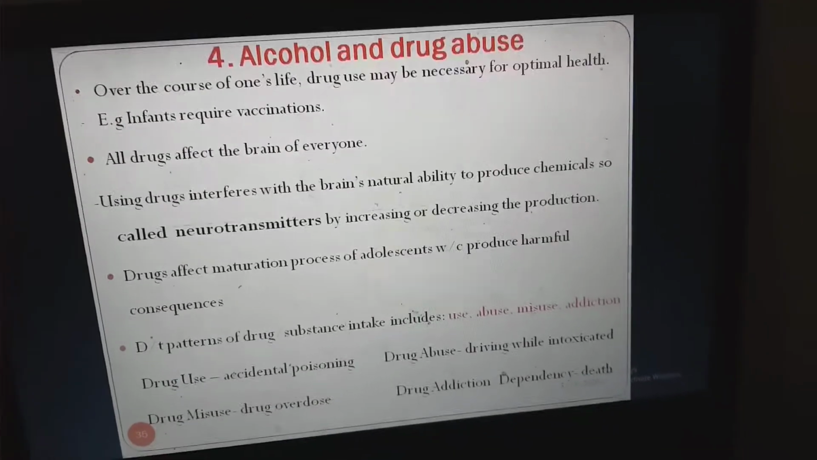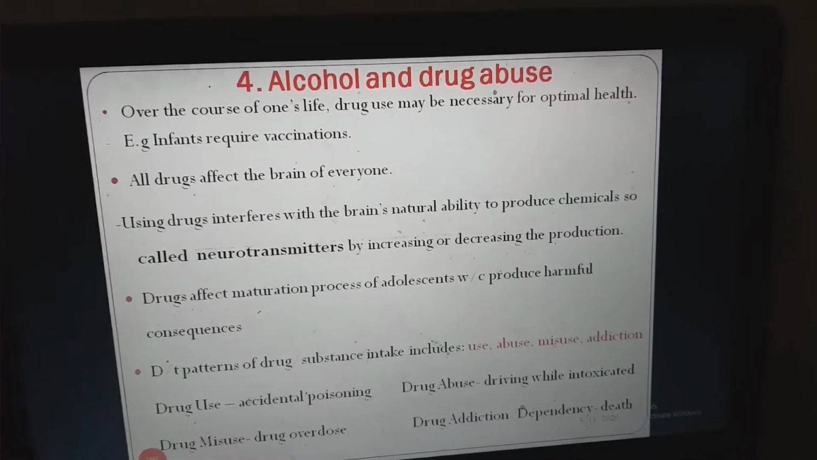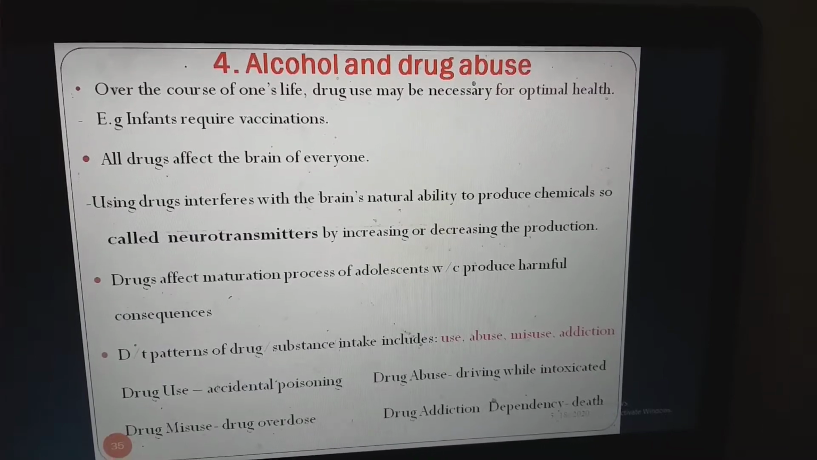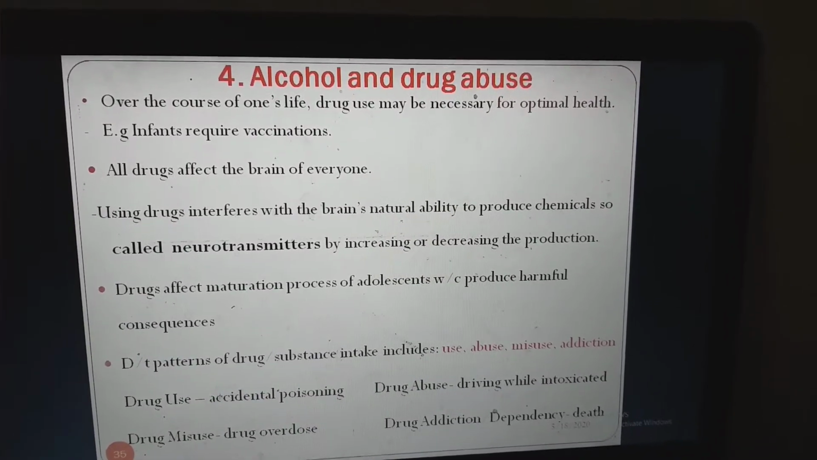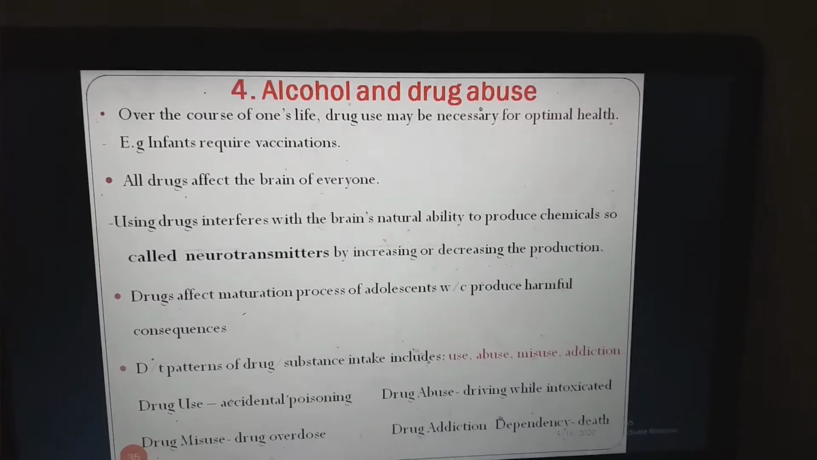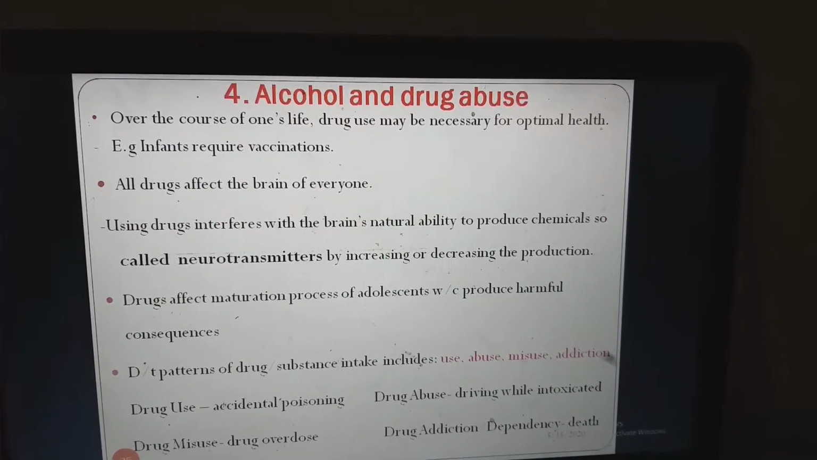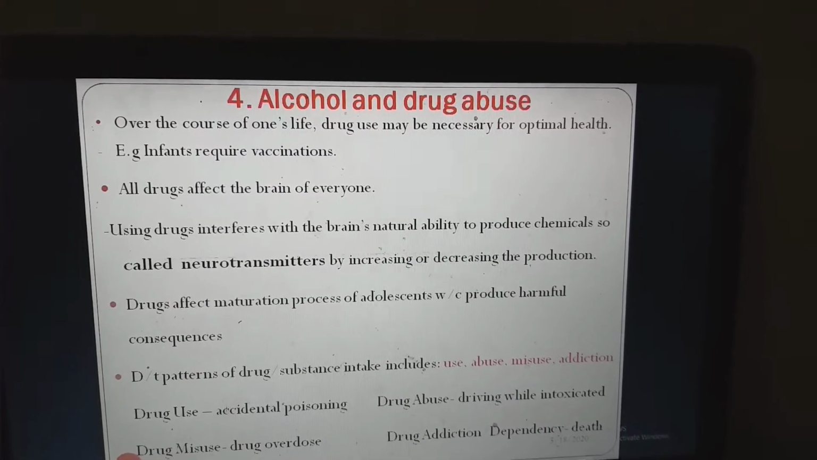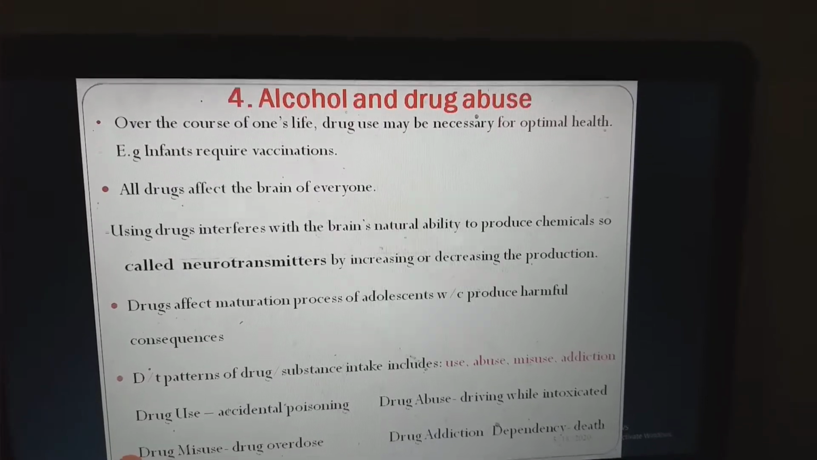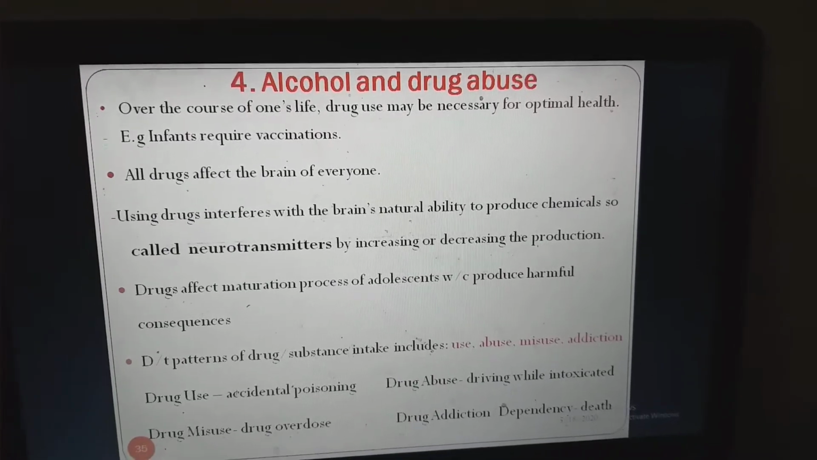Good. The other is alcohol and drug abuse. So what are alcohol and drug abuse? Over the course of one's life, drug use may be necessary for optimal health. For example, an infant requires vaccinations. All drugs affect the brain of everyone. Using a drug interferes with the brain's natural ability to produce chemicals, so-called neurotransmitters, by increasing or decreasing the production. Drugs affect the maturation process of adolescents, which produces harmful consequences.